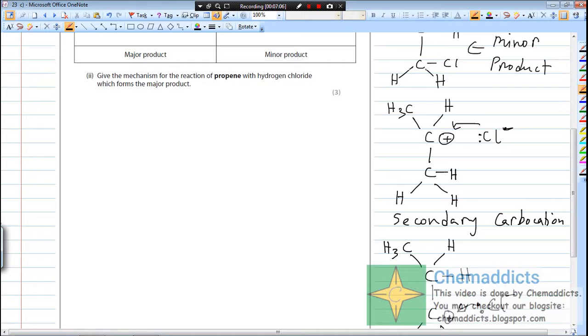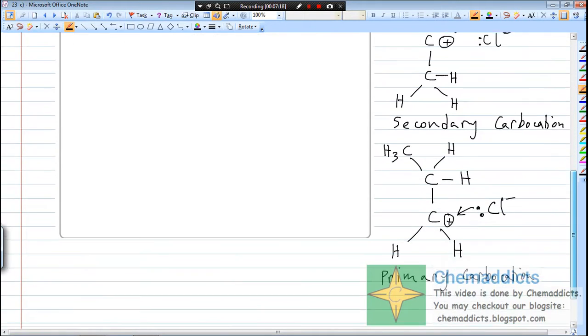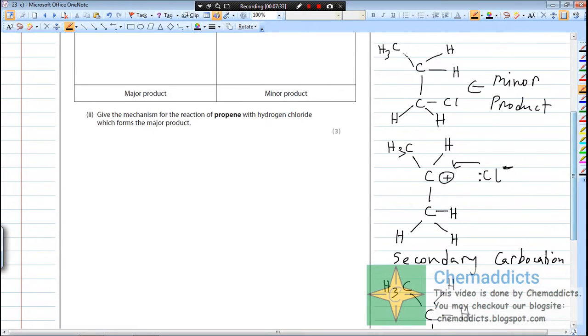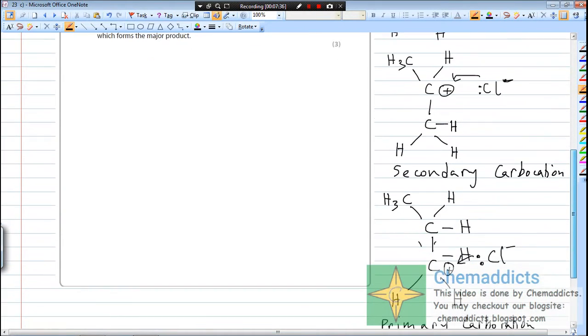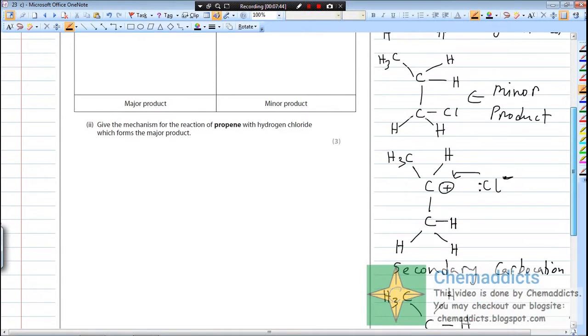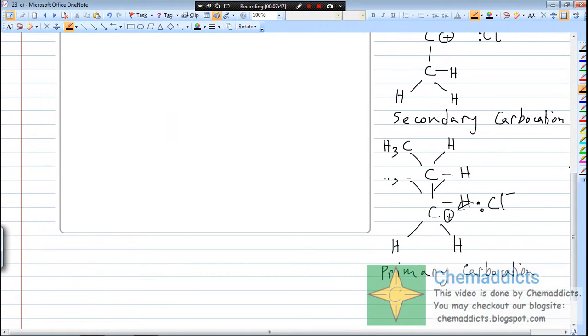Or in the other way round, we can say that here we have one alkyl group attached to this carbocation, so this should be a secondary carbocation. And in here there is no alkyl group attached to this particular carbocation, so this should be a primary carbocation. So since this particular product is formed from this molecule, this should be the minor product since this is formed from a primary carbocation.